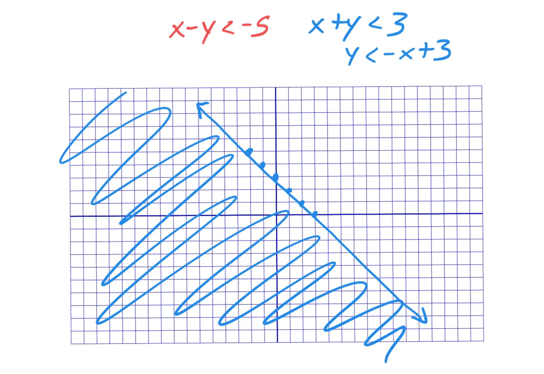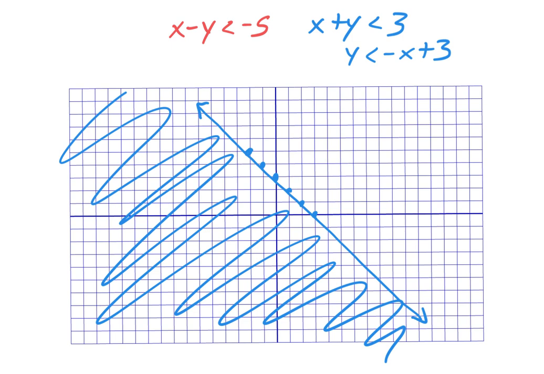If you're not sure where to shade, the go-to point here would always be 0, 0. If 0, 0 is not on my line, I could easily plug 0, 0 in here. 0 plus 0 is 0. Is 0 less than 3? It is. So 0, 0 should be in my shaded region, okay? That's how you can check. If you're not sure which way to shade, check a point. Pick any point you want to, but 0, 0 is usually my go-to.